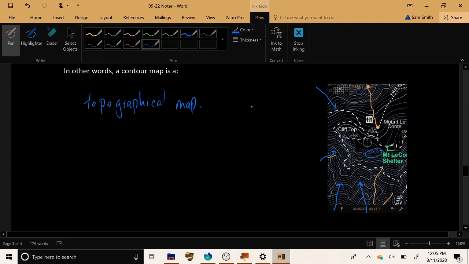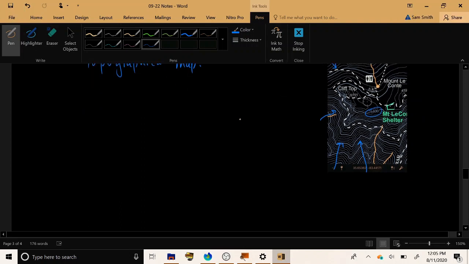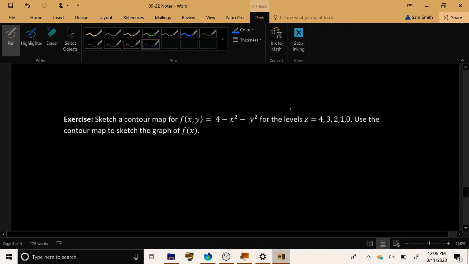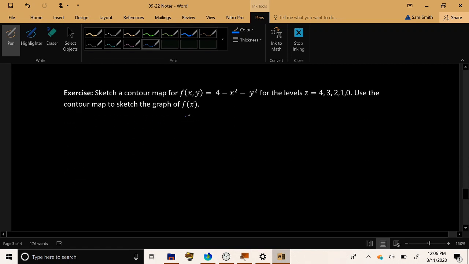Now, speaking in abstract terms is fine, but let's get some concrete examples to make this a little easier to understand. Let's go ahead and sketch a contour map for that function f of x, y equals 4 minus x squared minus y squared. That would be the function that looks like a marker that we graphed in red online. Then let's use a contour map to sketch the graph of f of x, y here. Okay, now sketch a contour map with the levels z corresponding to 4, 3, 2, 1, and 0.